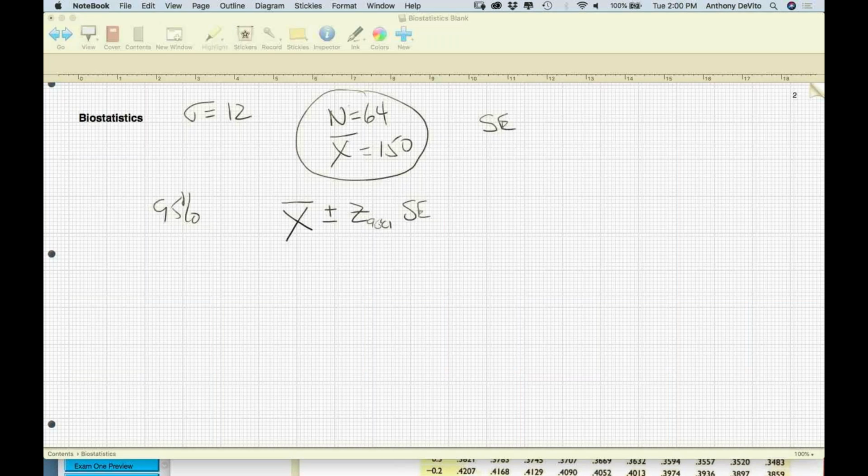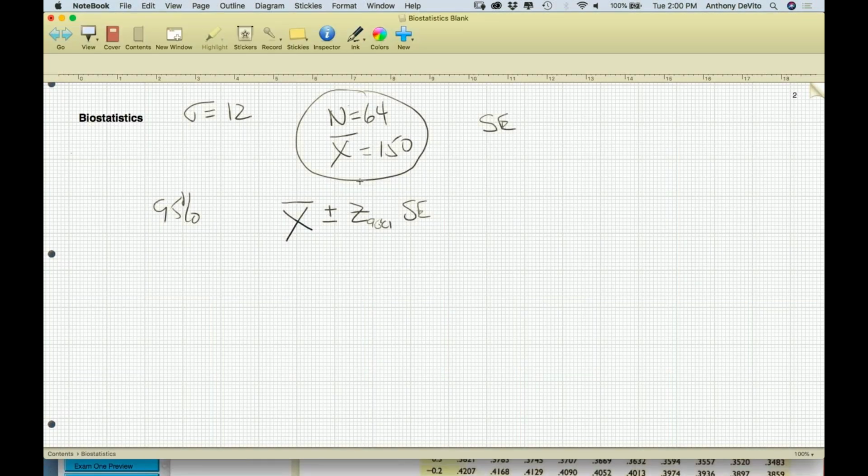Okay, so I'm going to go ahead and do this problem now. And hopefully we'll all get the same thing. Oh, I see a question mark there. Okay, let's see. It's going to be x bar, which is 150, plus or minus z. Now I'm going to do this a little bit more accurately. I'm going to use the actual z value, 1.96, times the standard error. The standard error is sigma over the square root of the sample size, which is 12 divided by the square root of 64, which is 12 divided by 8, which is equal to 1.5. So the standard error is equal to 1.5, and then 1.96 times 1.5.